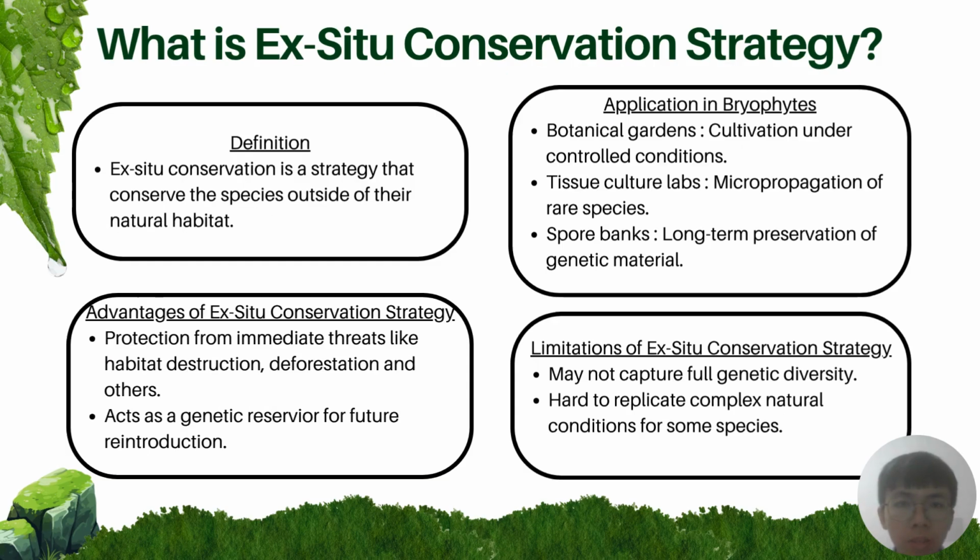Okay, now I will talk about what is ex situ conservation. Ex situ conservation is a strategy that conserves species outside of their natural habitat. For application of the ex situ conservation strategy in bryophytes, bryophytes can be grown in botanical gardens, cultivating them under controlled conditions. The second application is cultivating bryophytes in tissue culture labs, for example, micropropagation of rare species. Then, the last application is storing spores in spore banks.